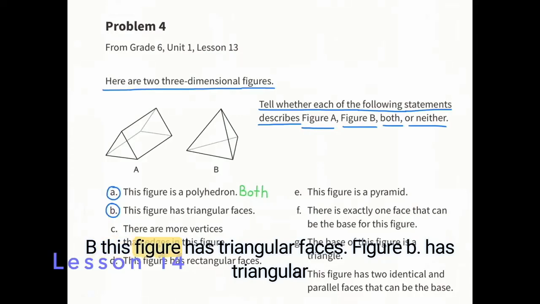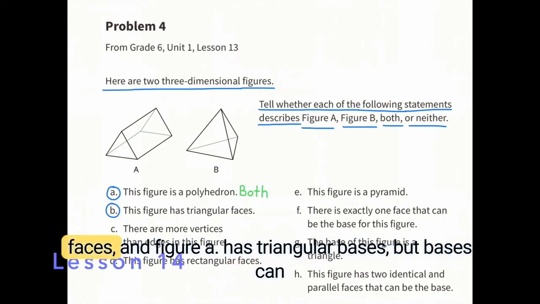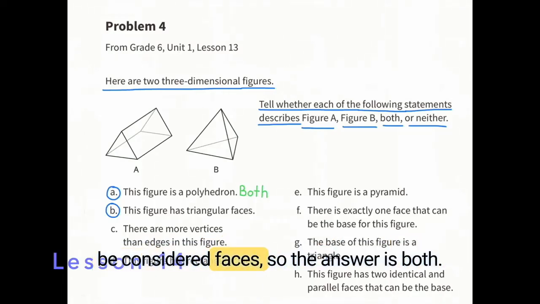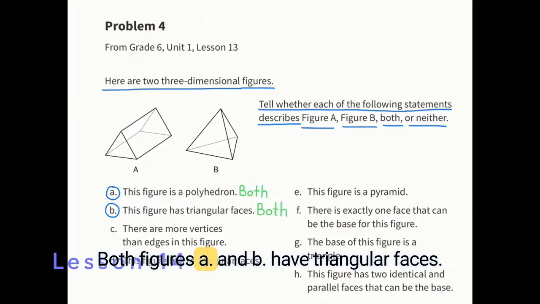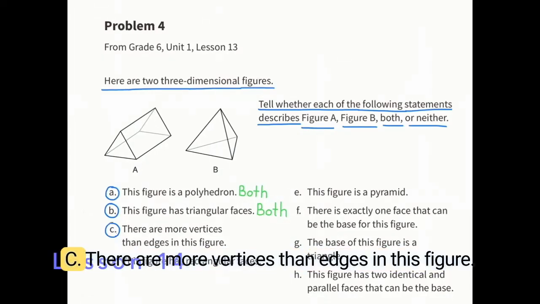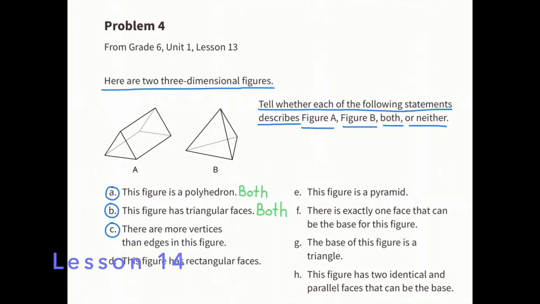B. This figure has triangular faces. Figure B has triangular faces and figure A has triangular bases, but bases can be considered faces, so the answer is both. Both figures A and B have triangular faces. C. There are more vertices than edges in this figure.